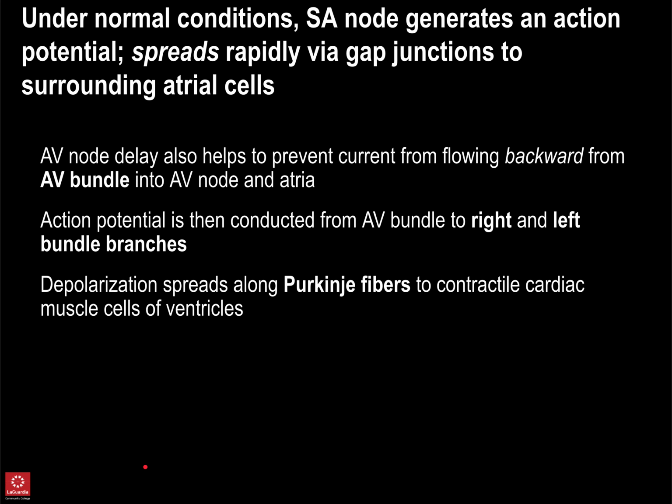So under normal conditions, the SA node generates an action potential. This spreads rapidly via gap junctions to the surrounding atrial cells. The AV node delay also helps to prevent current from flowing backward from the AV bundle into the AV node and atria. Action potentials are then conducted from the AV bundle to the right and left bundle branches, and depolarization spreads along the Purkinje fibers to the contractile cardiac muscle cells of the ventricles.